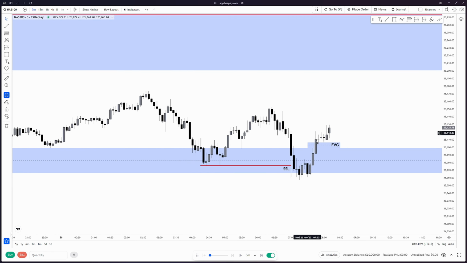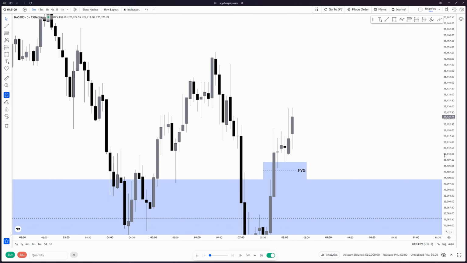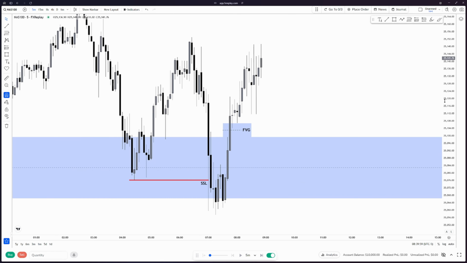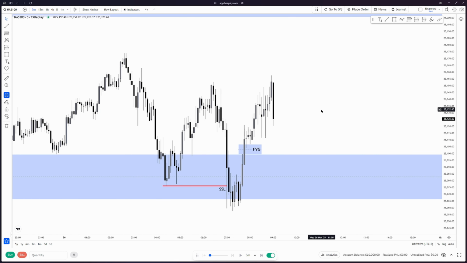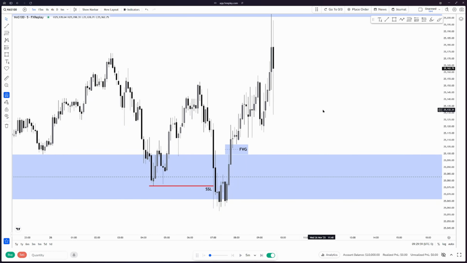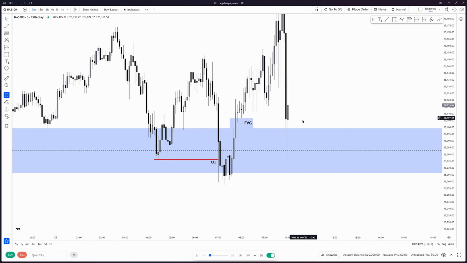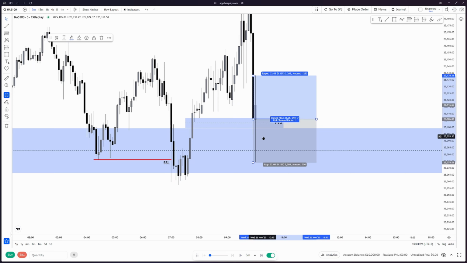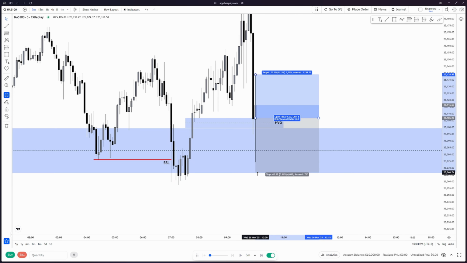Now we drop to the 5-minute time frame. Here, price didn't retrace into our fair value gap at first. It pushed up without giving us an entry. Most traders would chase that move and get stopped out. We wait. Then suddenly price retraces right back into our gap. That's our trigger. We enter.